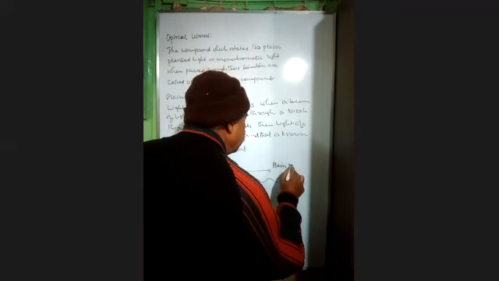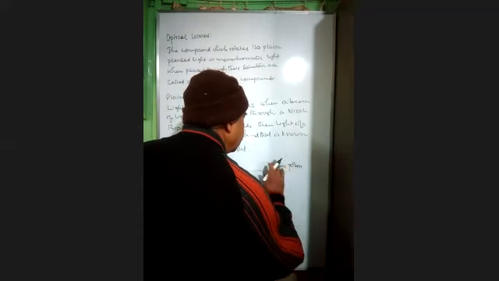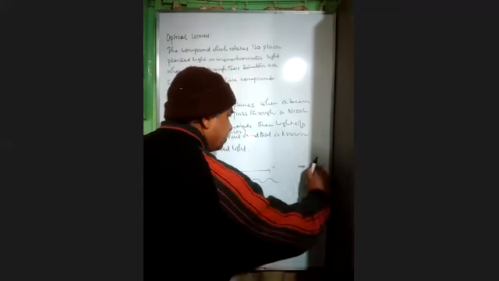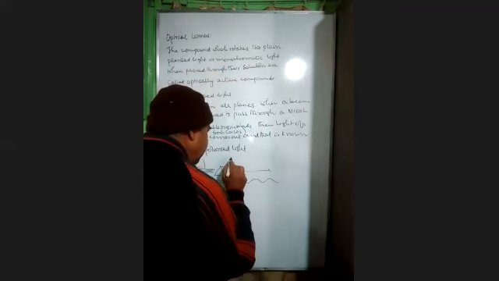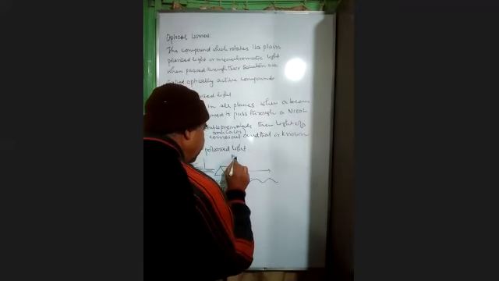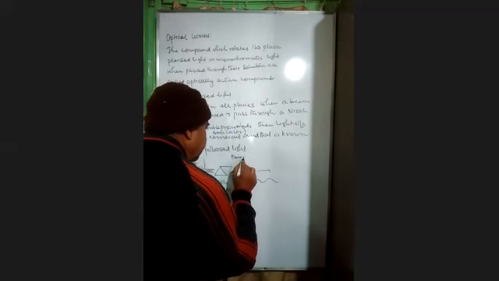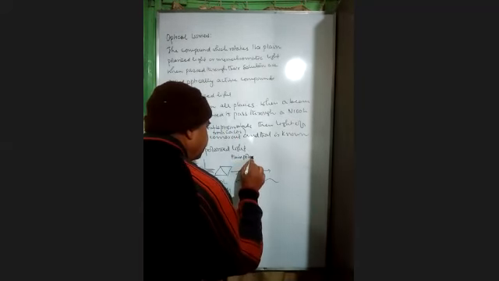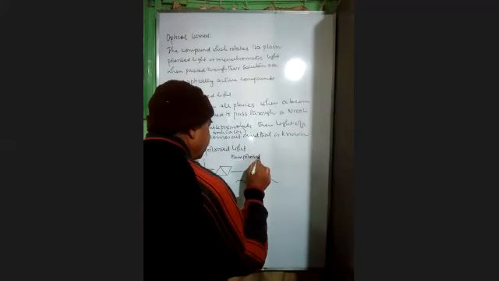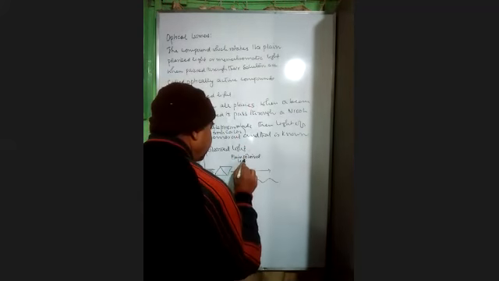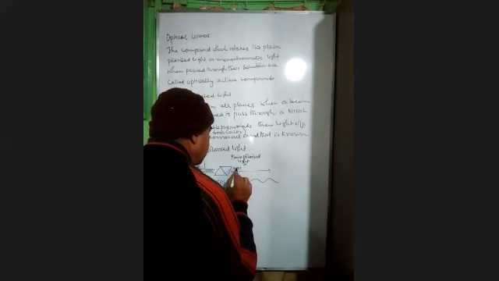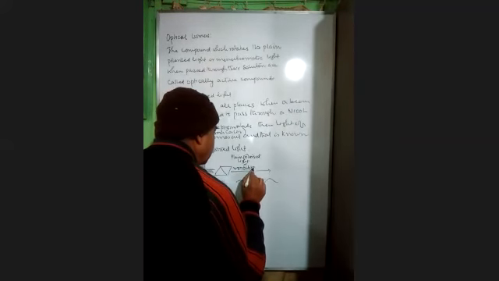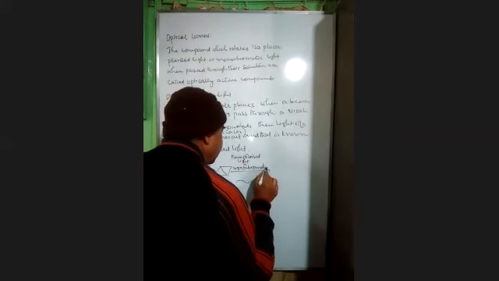It's called plane. I'll draw something there. So I'll write here: plane polarized, or we call it monochromatic.